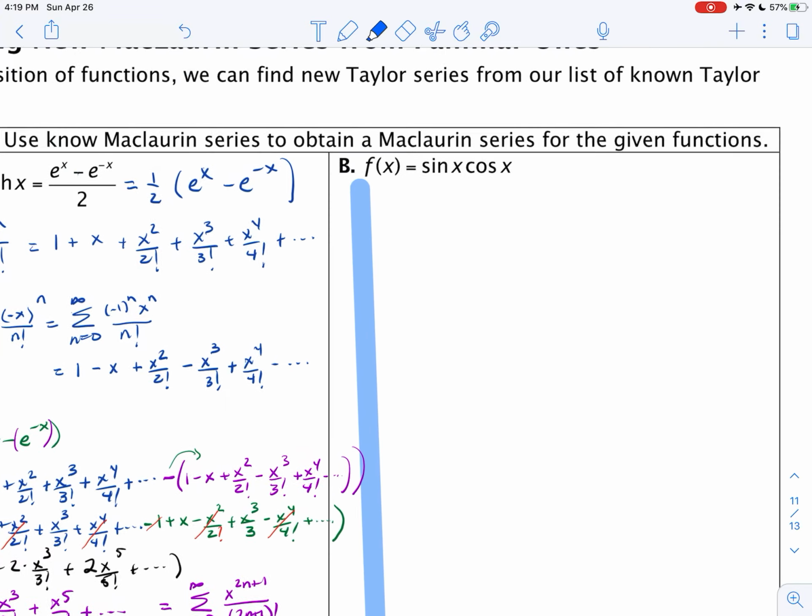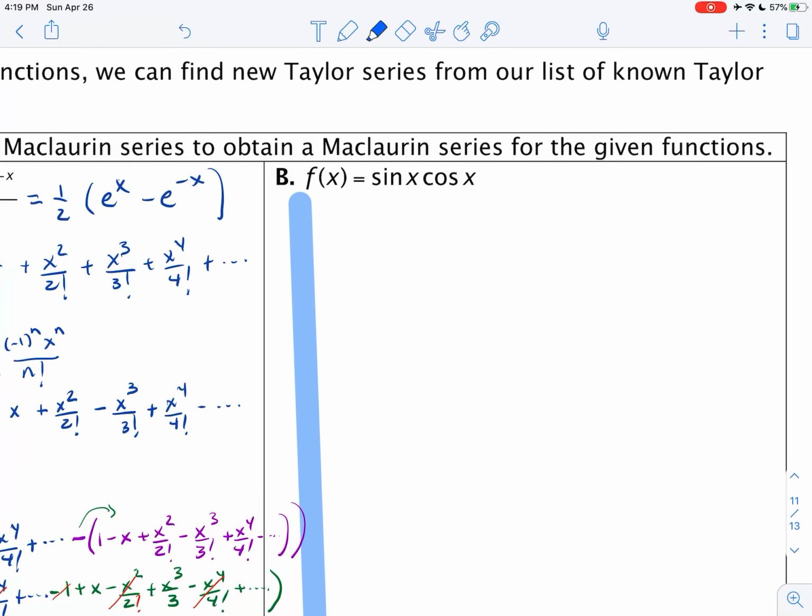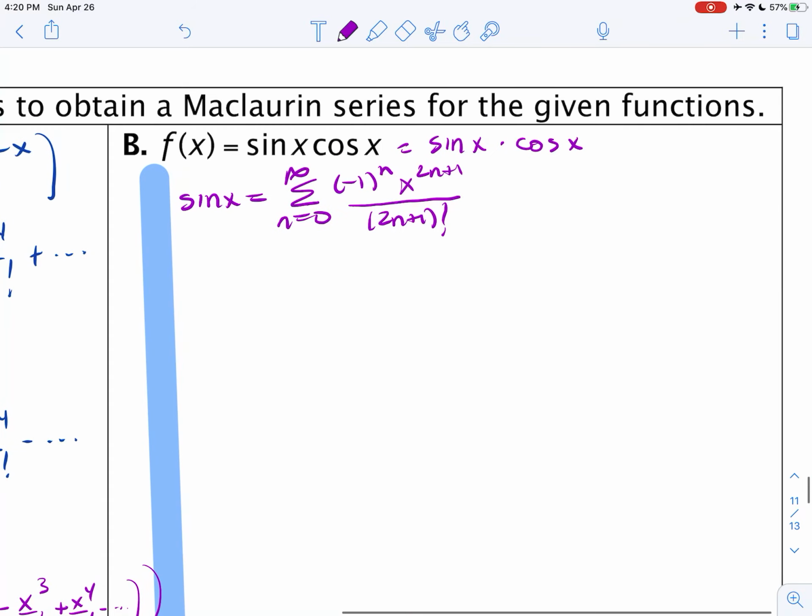So we can move forward with the next example. I'm just going to draw a new line over here. And remember that sine x cosine x is the same as saying sine x times cosine x. And remember that we have power series expansions for sine x, and we have one for cosine x. The one for sine x from our table above starts from n equals 0 to infinity, and we have minus 1 to the n times x to the 2n plus 1 over 2n plus 1 factorial.